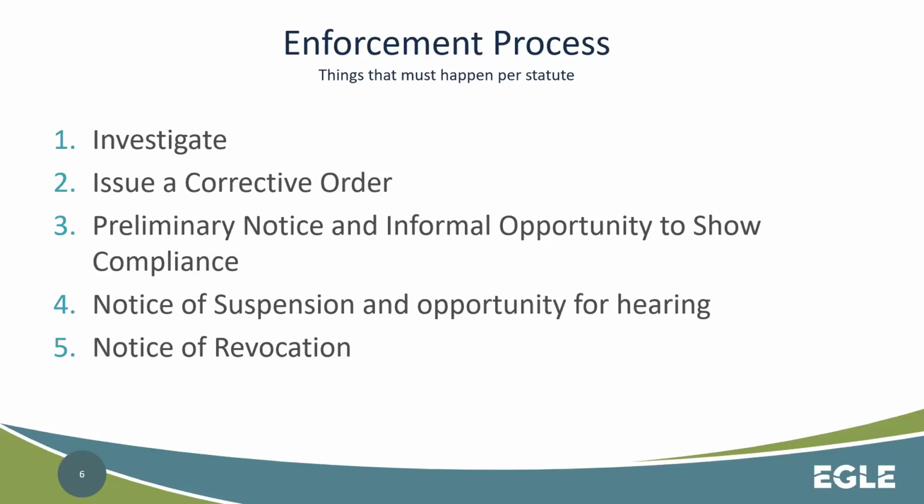The preliminary notice and informal opportunity to show compliance actually comes from a different set of rules. That is the Administrative Procedures Act that governs what the state is allowed to do when pursuing revocation of somebody's license, or in this case, registration. And then notice of suspension and notice of revocation both fall under MCL 333.12709.2, and that's just EGLE's authority to suspend and revoke the registration.